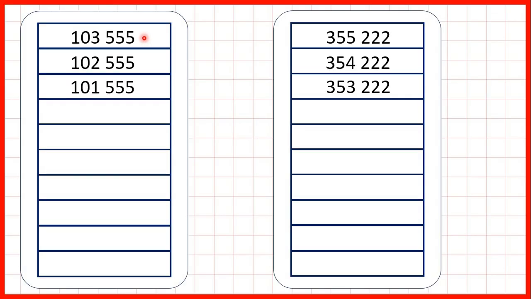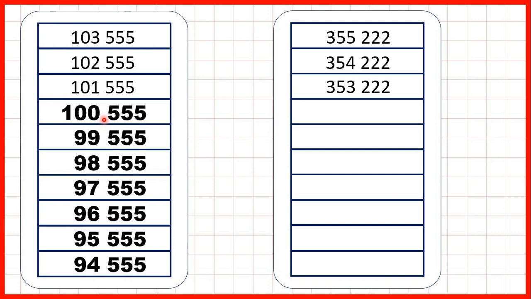Now we need to count back in thousands. First, we have 103,555, then 102,555, 101,555. So what are the next 7 numbers in this sequence?